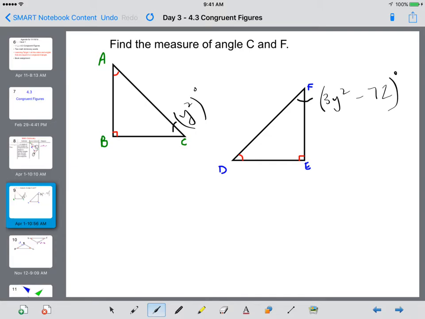Here's our first example. So angle A is congruent to angle D. Angle B is congruent to angle E. They're both right angles. And therefore, we have angle C is congruent to angle F.